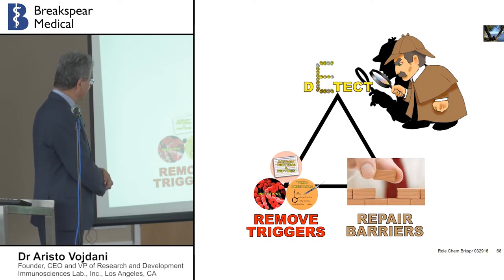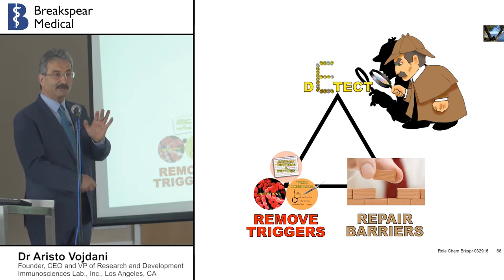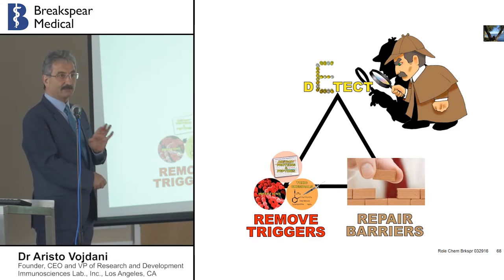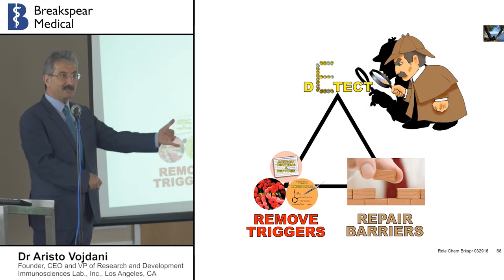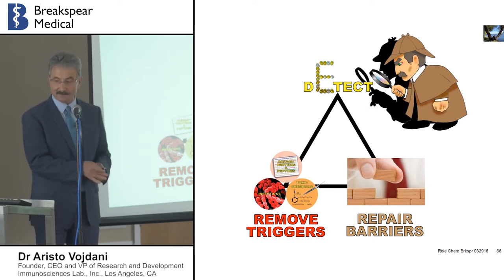The triggers could be infection. The triggers could be toxic chemicals. The trigger could be certain food. Gluten is not the only one. There are many others that could be responsible. That's why our RA10 is so important to be tested for. And then finally, you can repair the barriers.